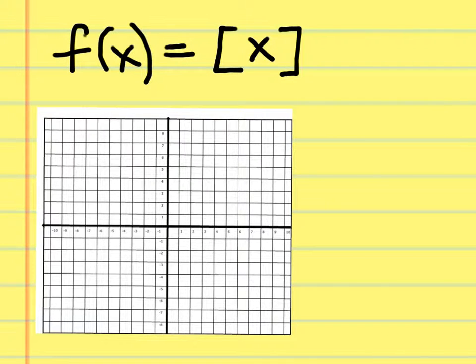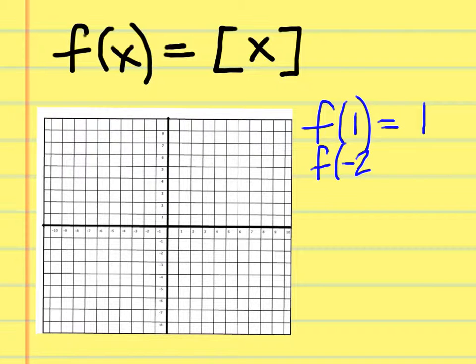So here's the first thing. The greatest integer function, for example, f of x equals the greatest integer of x. What the greatest integer function does is this. Whatever number I put in there, for example, if I put in a 1, then I'll get back a 1. If you put an integer in there of any kind, it's just going to come back to be what that is. A -2, I'll come back with a -2.